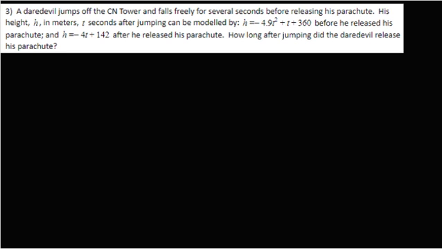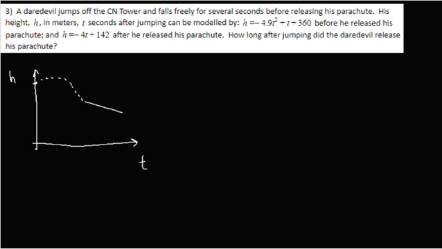Number 3, we have a daredevil jumping from the CN tower. We have height in meters now. Height is in meters. He's jumping, and looking at this here, we're 360 meters up. So when he jumps, all right, we'll put 0 in for t. So we're looking at h as a function of time. And he's jumping from 360 meters up. And he's following a parabolic path. And at some point, he opens his parachute and he follows a linear path.